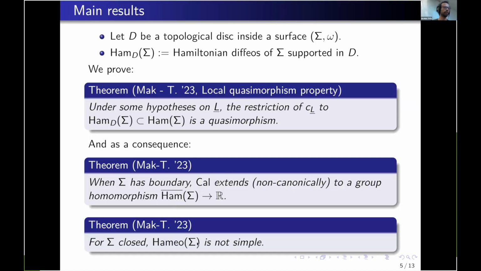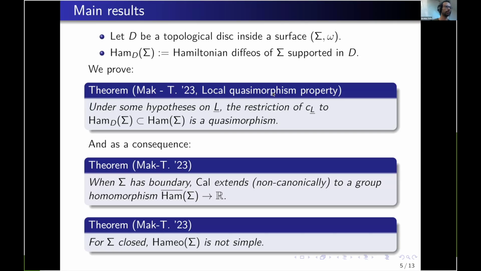And the fact that Hameo of sigma is not simple tells us more about the algebraic structure of Ham bar of sigma. And also the local quasimorphism property might have independent interest, because the CLs are Hofer-Lipschitz maps. And so having Hofer-Lipschitz quasimorphism might be really useful to study the large-scale Hofer geometry of some sets. Okay, so now in the rest of the talk, I will explain how we prove the local quasimorphism property.